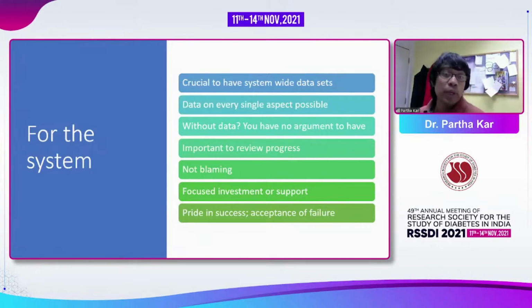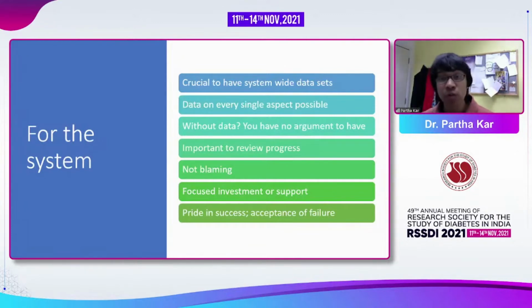So one of the things is we need to have data on every single aspect possible, because without data, you have no argument to have. So for example, even in an Indian setting, if you're going to lobby the government for extra funding for X, Y, Z, you can't, because you don't have the data to show to the politicians who matter. But to the politicians, along with diabetes, they have so many disease processes to look at. But if you say to them, look, here is the issue, here is what is costing you as a government to pay for everything, but if you did invest upfront, you would have a benefit.